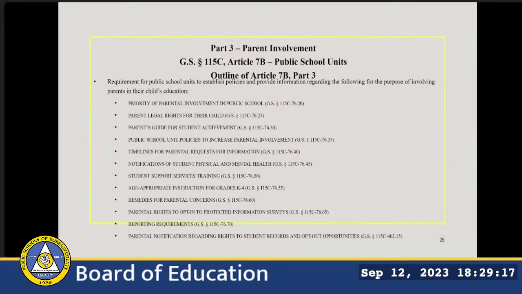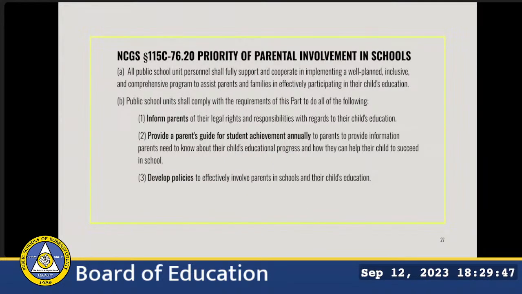So now we get to what's included in part 2 of the Parents' Bill of Rights, which is the section that amends the public school laws. It adds a new Article 7B to Chapter 115C, the public school laws. And we're going to break this down, but these are the headings for the different sections that have been added to the law. I'm not going to go over these right now because we're going to go over each one of them individually anyway. But this is kind of a table of contents for you.